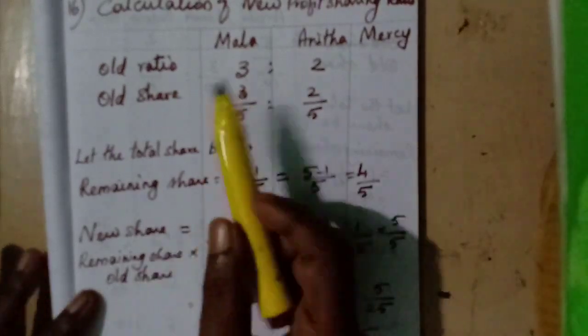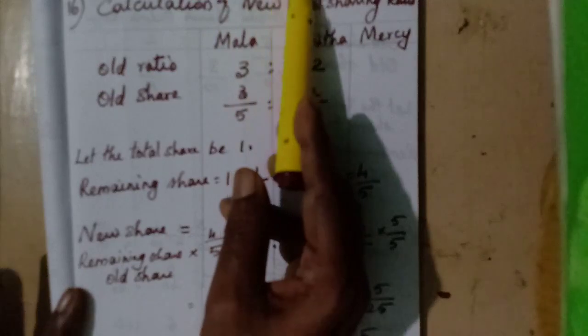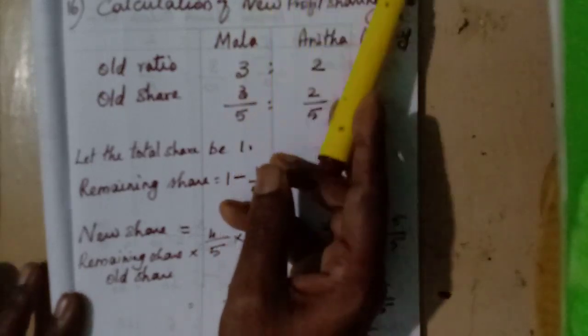Here the last one. When share sacrificed also not given, proportion of the share sacrificed from the new partner also not given.